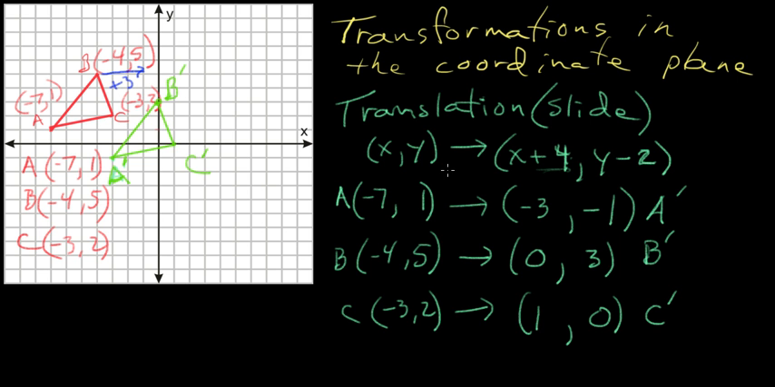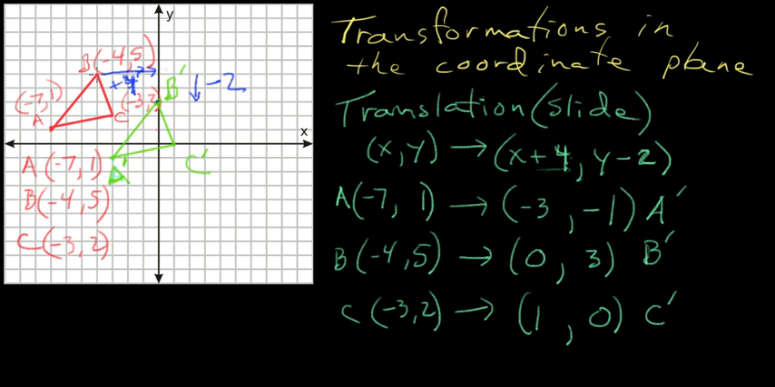4 units plus 4, to the right 4 units, okay? From here to here we went plus 4. Sorry, I'm not good with numbers. And then we went down 2 units. From here to here we went down 2 units.